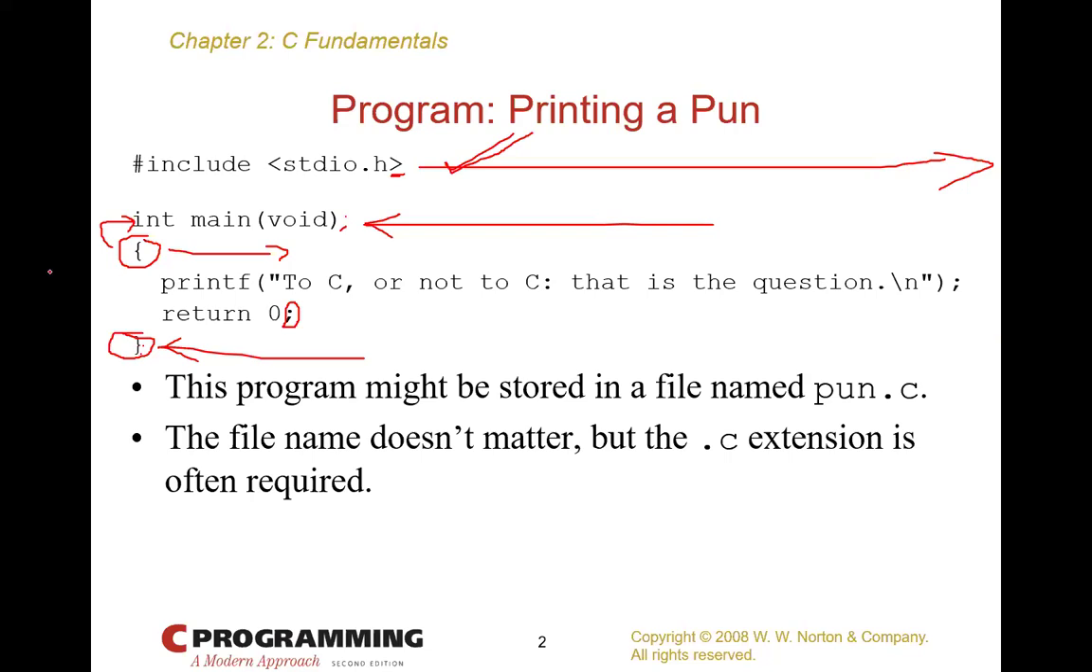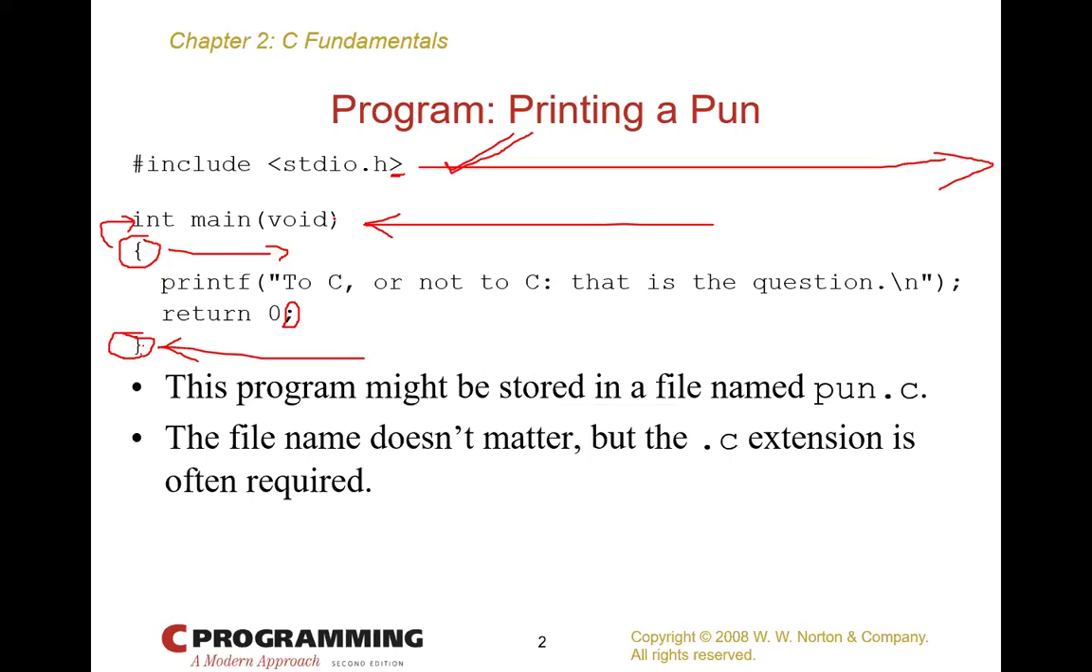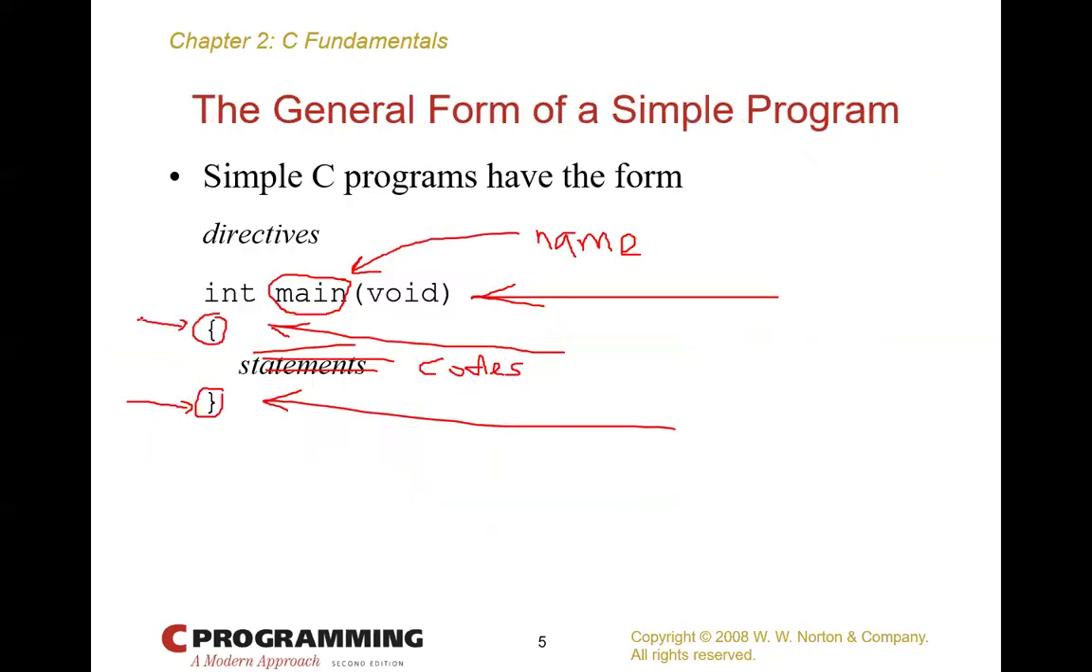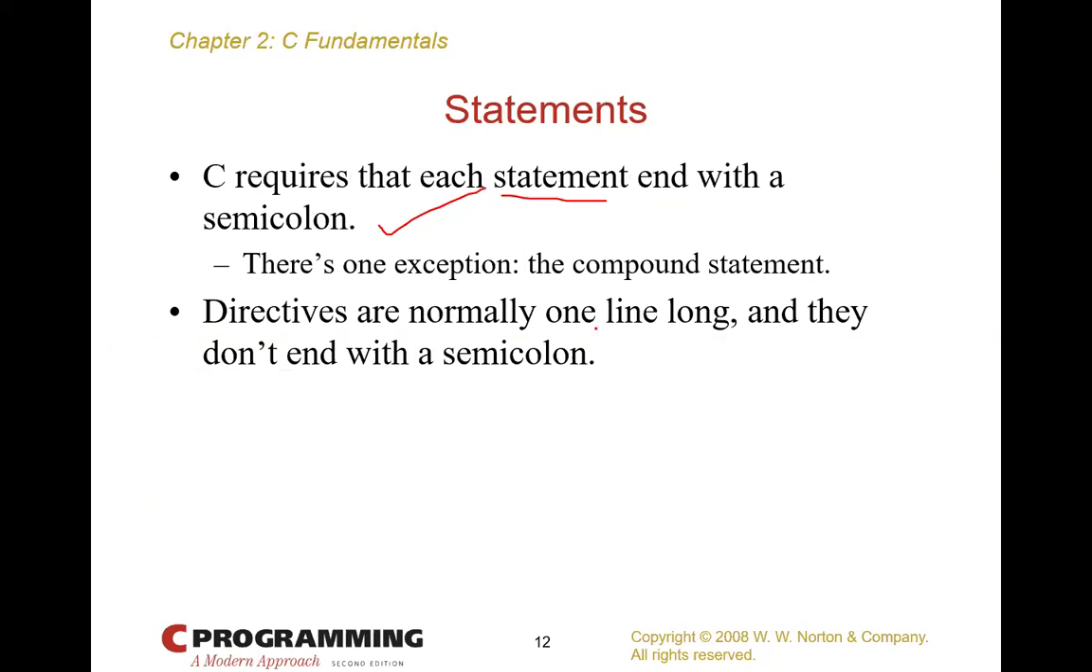So this is why these two are exceptions. Let's erase this so that nobody gets confused by watching the video later. So we won't have end of line at the directives and the compound statement. Compound statement because it is immediately followed by its statement inside of curly braces. That's why they are compound statements. All right. Directives are normally one line long, so they don't end with a semicolon.